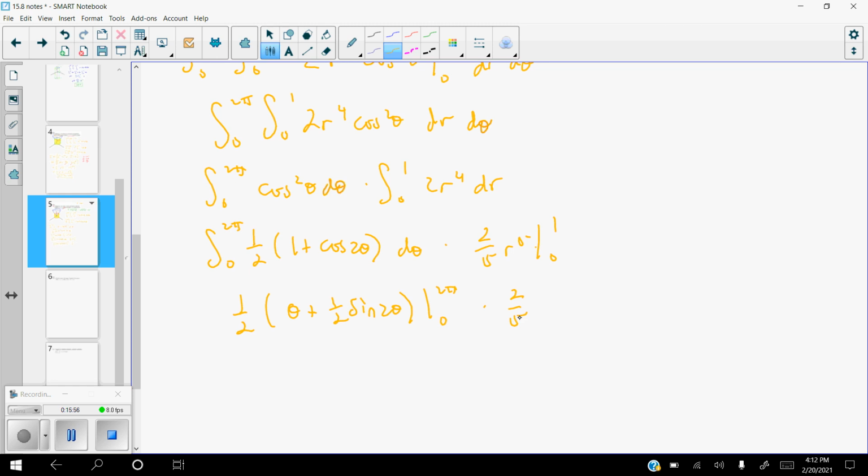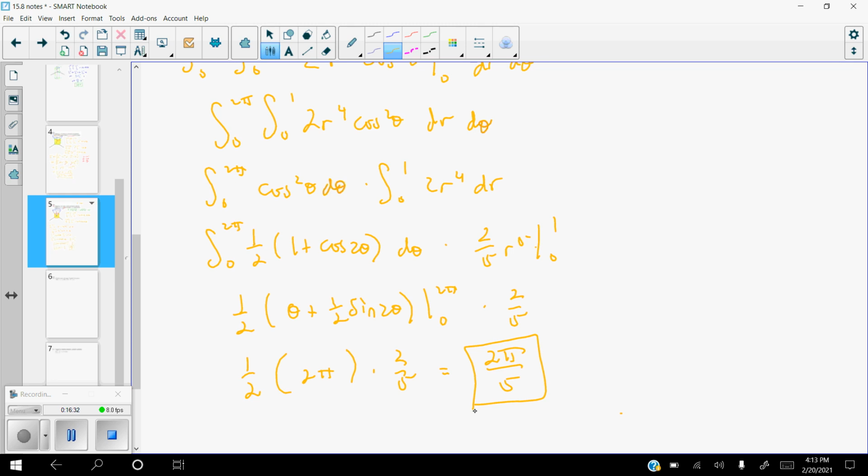So let's plug in the 2 pi and the 0. This one actually is going to simplify very nicely. So you're going to get 2 pi. Sine of 4 pi is 0. Sine of 0 is 0. And theta evaluated at 0 is 0. So the rest of that stuff just gives you 0. So 1/2 times 2 pi is pi, times 2/5 just gives you 2 pi fifths.